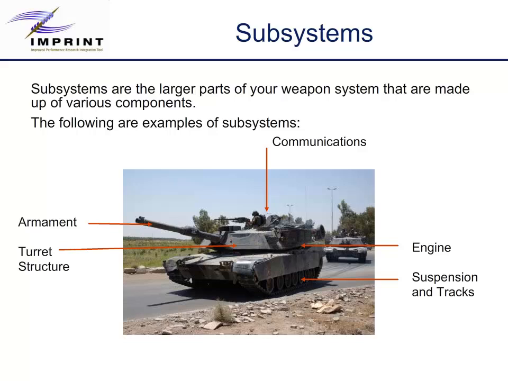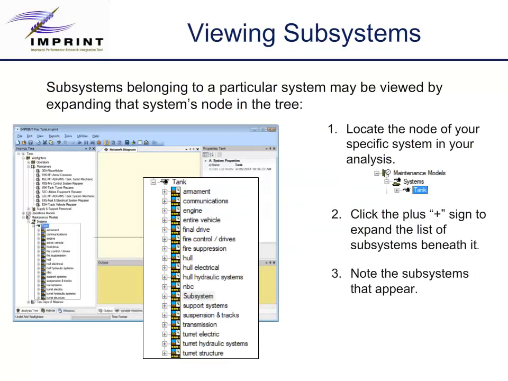Systems are made up of one or more subsystems. In the example shown, the subsystems are armament, turret structure, communications, the engine, and suspension and tracks. To view the subsystems, we expand the System node. Let's go to IMPRINT and try it.